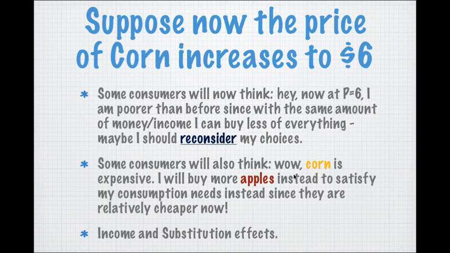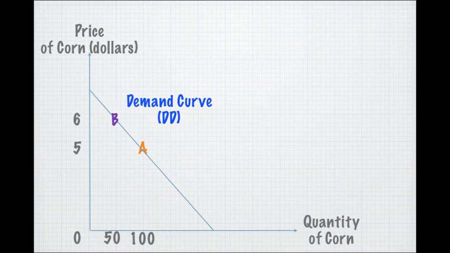And the substitution effect basically means that since now corn is relatively more expensive, if they find that apples are a good substitute, they will instead choose to buy apples instead of corn. So this is called a substitution effect. Basically, they're substituting one good for another because of the change in relative prices of the goods. So these are the two effects that take place, and this explains why the demand curve is downward sloping.